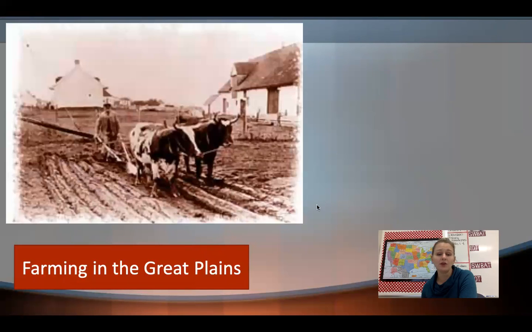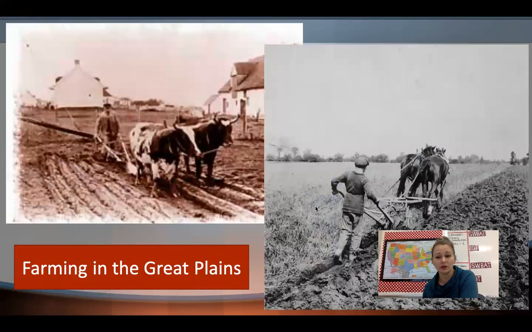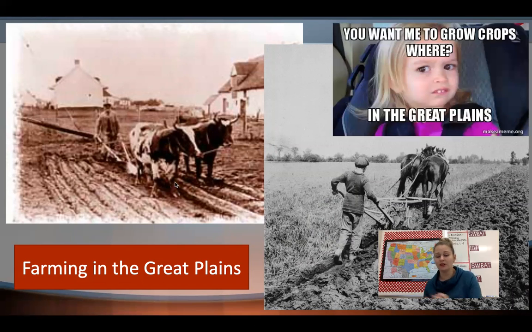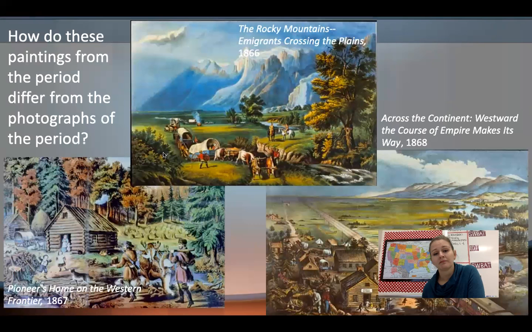And then, as I said, the farming was going to be really difficult. So here you can see some of the soil being tilled with some of the technology of the day, basically. So this was really, really difficult land to be able to farm in. And they had to learn and figure out how to grow crops in those areas.